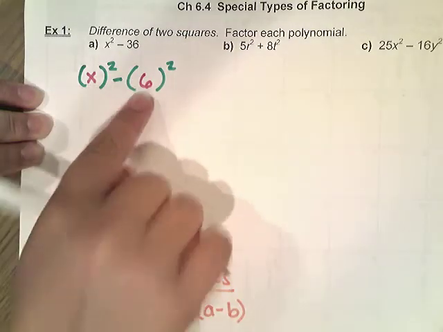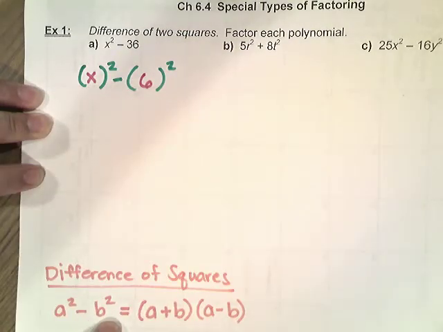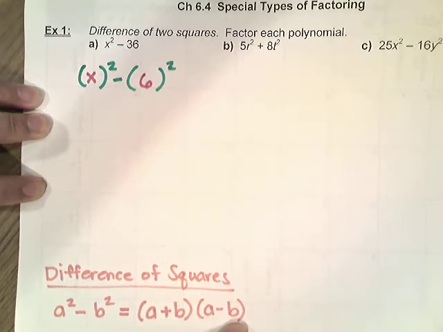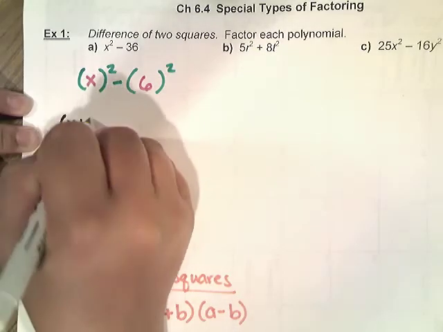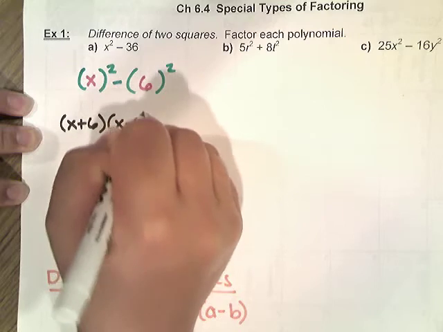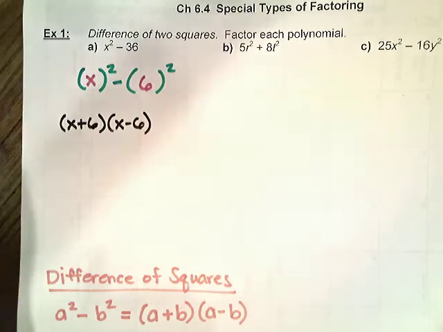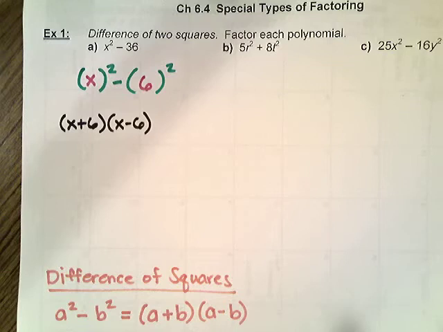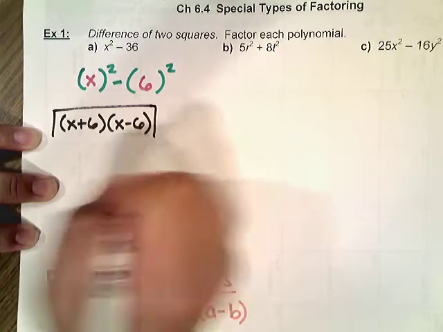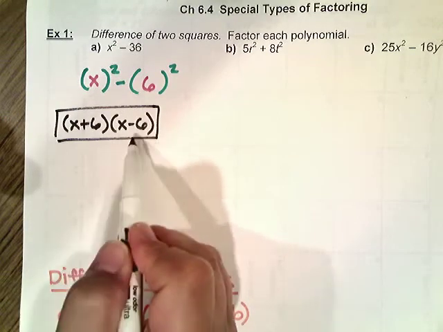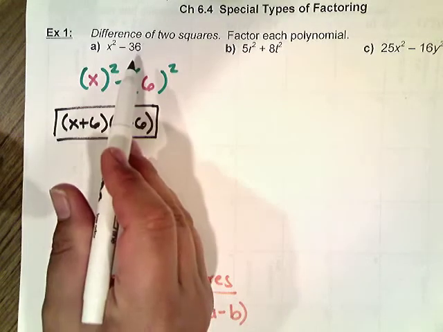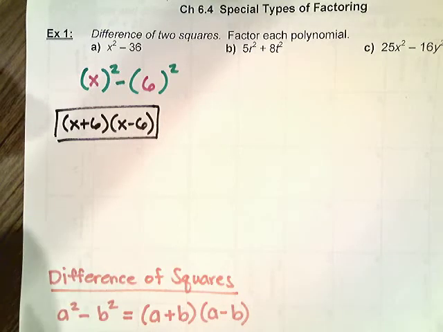The x and the 6 are actually our a and our b values from here. So now we're just going to follow this pattern, the a plus b and then a minus b. So that means this factors into x plus 6 and x minus 6. And that's it. That's all. Nice enough. Now again, we could go ahead and check to make sure that this works by using our FOIL or distributive method to multiply this out and make sure we get right back to where we started. But this pattern is always going to work as long as we have it in this form.